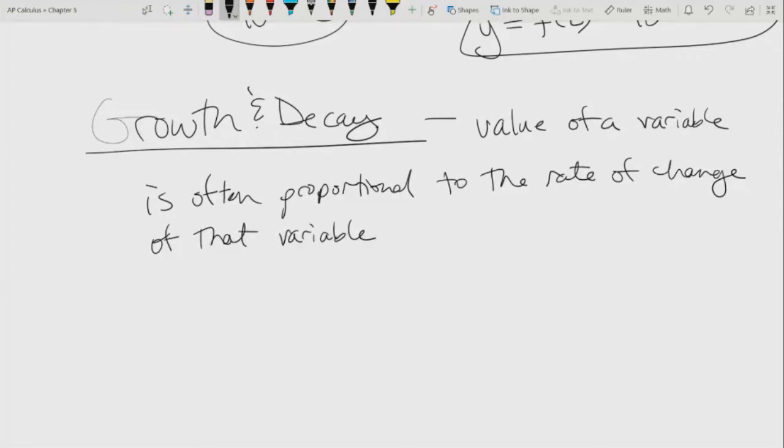So in other words, as the variable increases, the rate of change also increases at a proportional amount. Or as a variable decreases, the rate of change also decreases at a proportional amount. So they kind of go lockstep with each other. And you think about it, that kind of sounds like an exponential thing, right? Just stop and think about it. Exponential increases as you go over time.